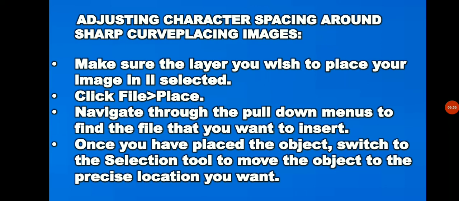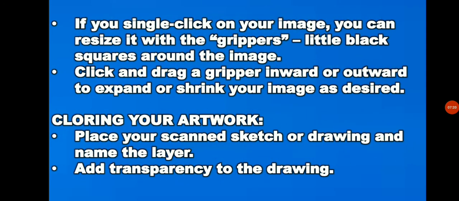For placing an image, make sure the layer you wish to place your image into is selected. Click File and Place. Navigate through the pull-down menus to find the file that you want to insert. Once you have placed the object, switch to the selection tool to move the object to the precise location you want. If you single click on the image, you can resize it with the handles, little black squares around the image. Click and drag a handle inward or outward to expand or shrink your image as desired.